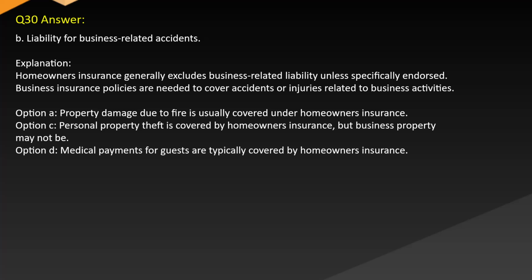Answer: B. Liability for business-related accidents. Explanation. Homeowners insurance generally excludes business-related liability unless specifically endorsed. Business insurance policies are needed to cover accidents or injuries related to business activities. Option A. Property damage due to fire is usually covered under homeowners insurance. Option C. Personal property theft is covered by homeowners insurance, but business property may not be. Option D. Medical payments for guests are typically covered by homeowners insurance.